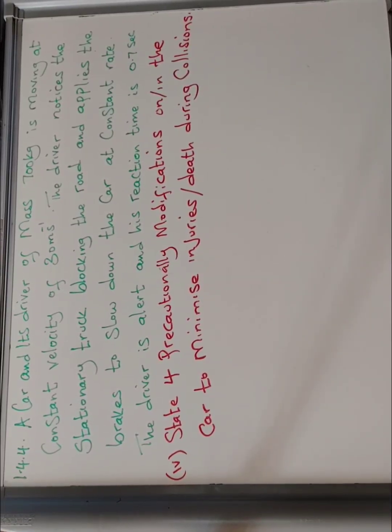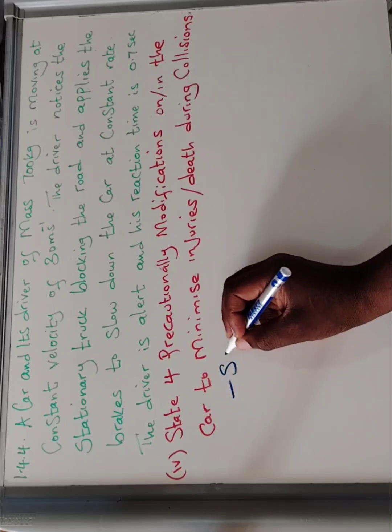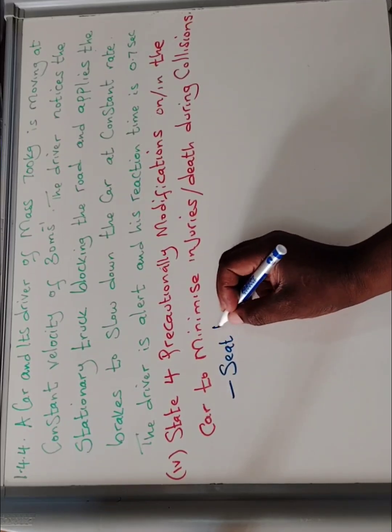Yeah, then comes this question. It says, state 4 precautionary modifications on or in the car to minimize injuries or death during collisions. Yeah, what are these modifications which are made on the car or in the car to minimize death and injuries during collisions? Okay, the first one is seat belt.